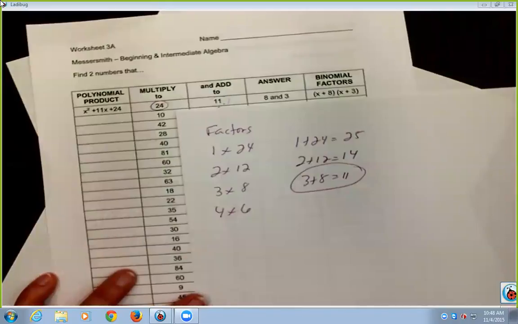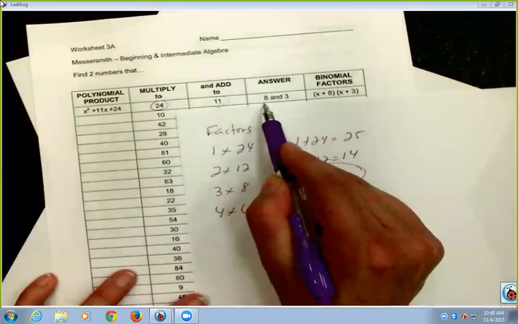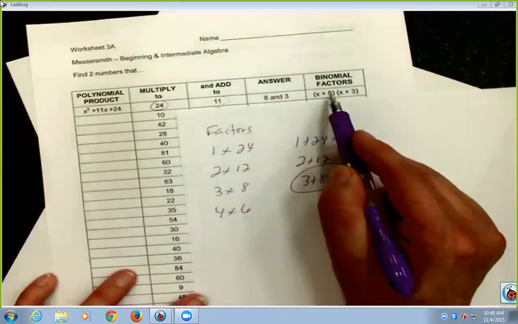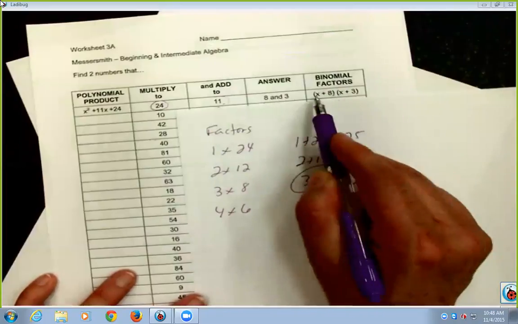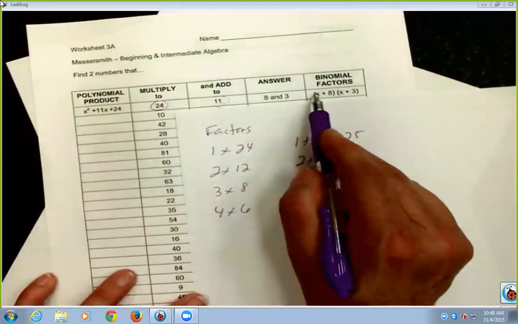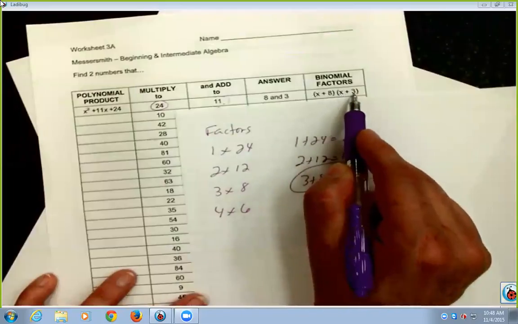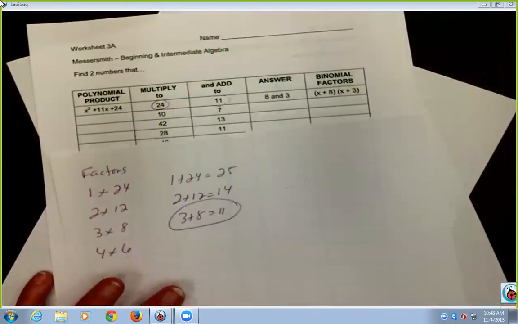Okay? So what this means is these two factors, these two pieces that you have here, 8 and 3, become the numbers in your binomial when you factor it into binomials. So the x squared is just an x and an x, and then my factors are going to be 8 and 3 that I would put in there. So let's look at another one.